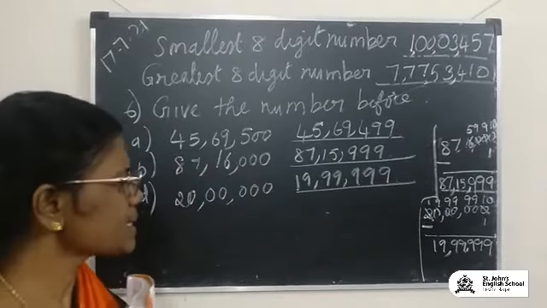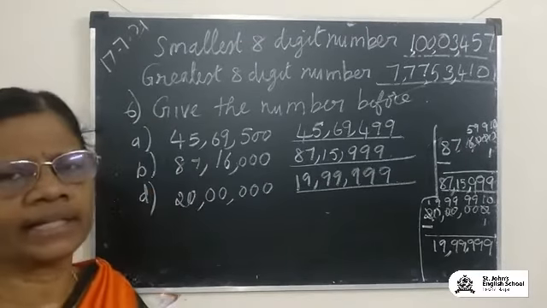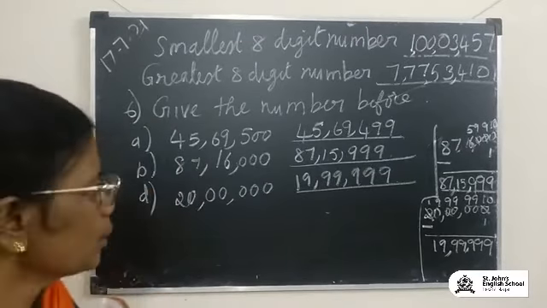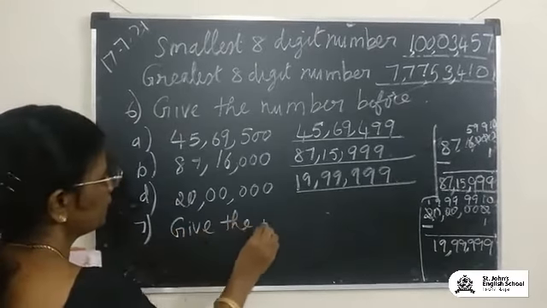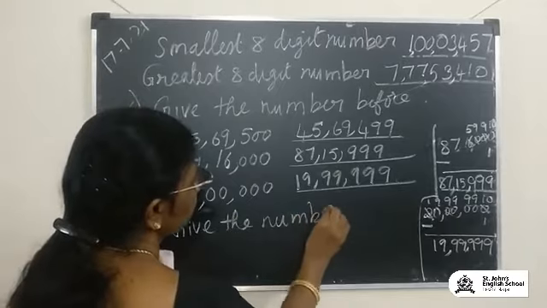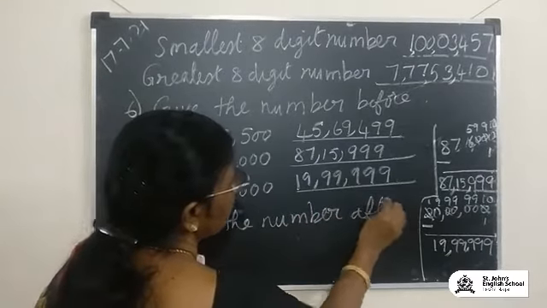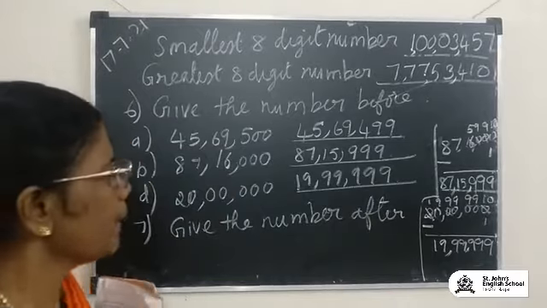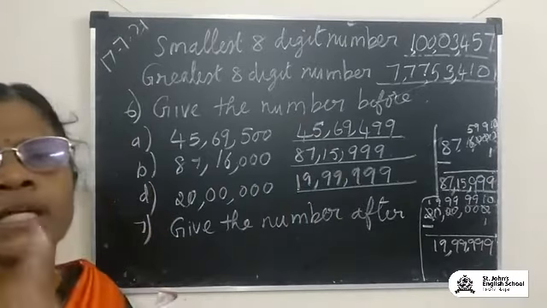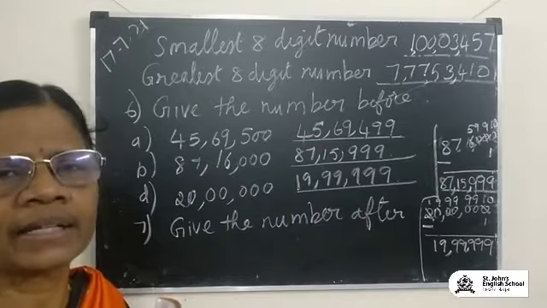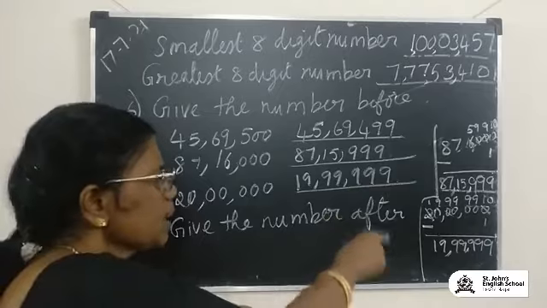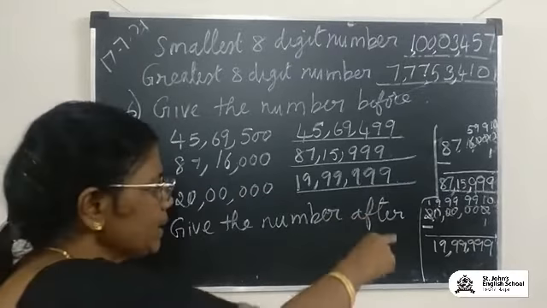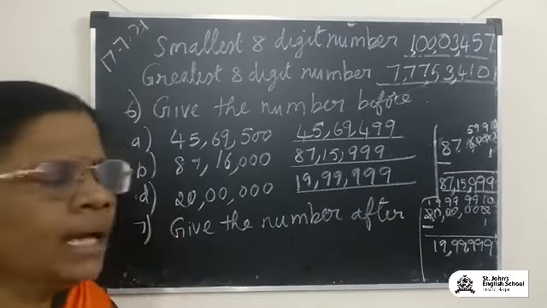19 lakhs 99,999. So this is going to be for numbers before. What is the E sum? It is going to be give the number after. Just like how we were doing minus 1 for the before numbers, you are just going to add one to the number and write the answer. If you know directly, you can do it directly. Otherwise, like this, you can put plus 1 in the last ones digit and then find the answer.